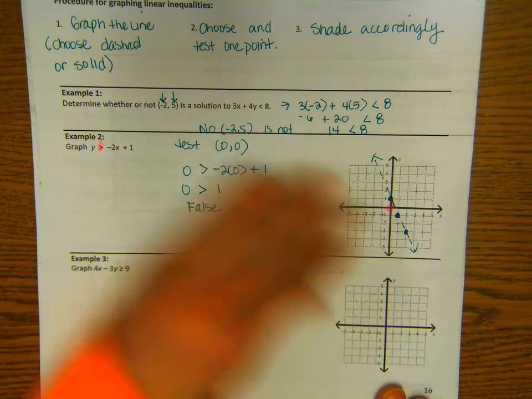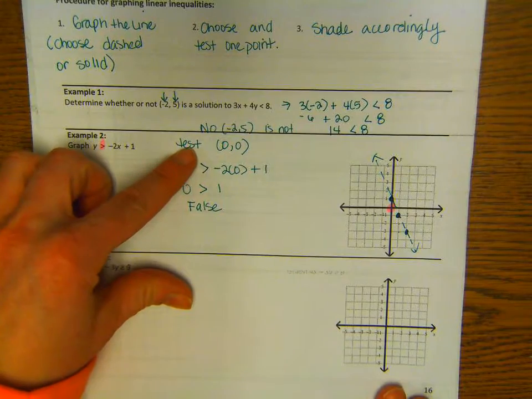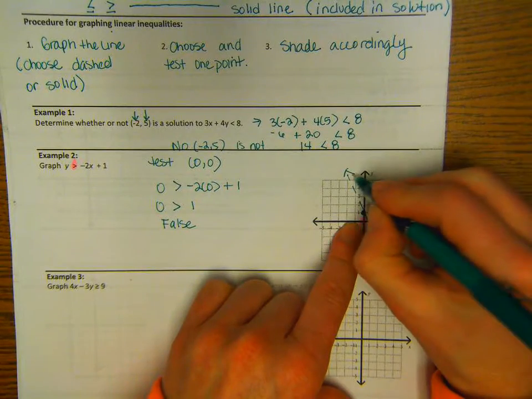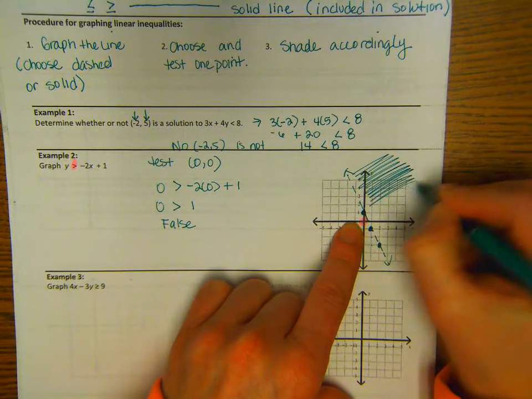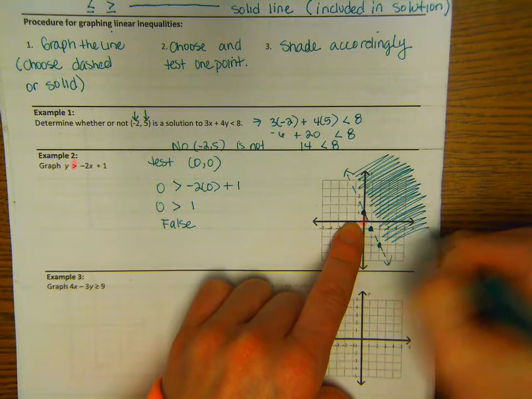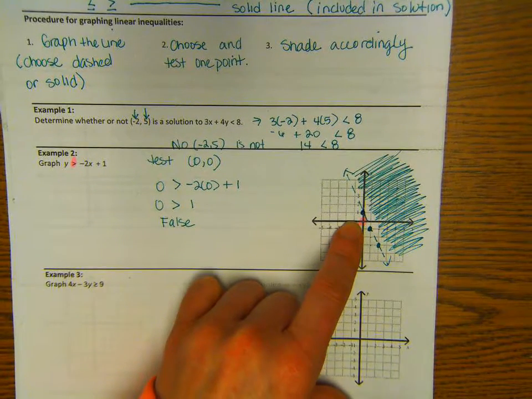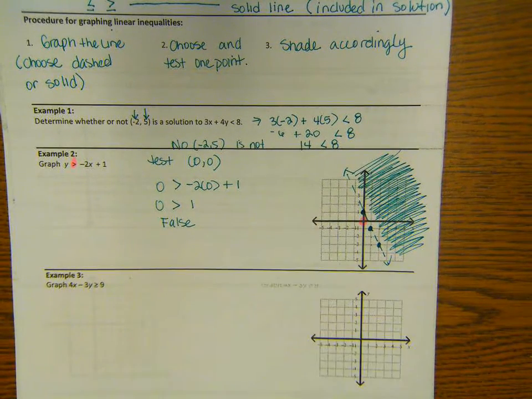So if the test point, the point that you test, is false, you are going to shade on the side that is not in the test point region. So the solution would be the dashed line and everything above and to the right of that dashed line.